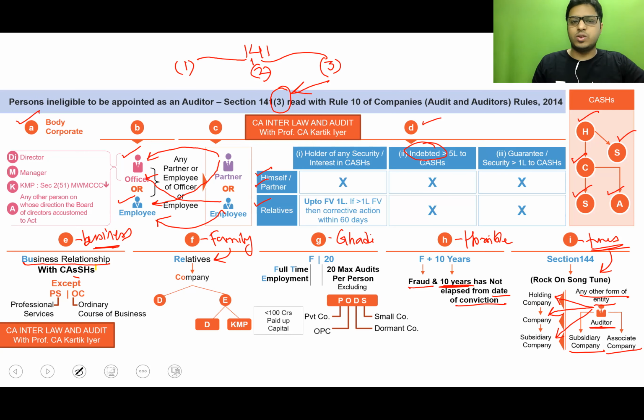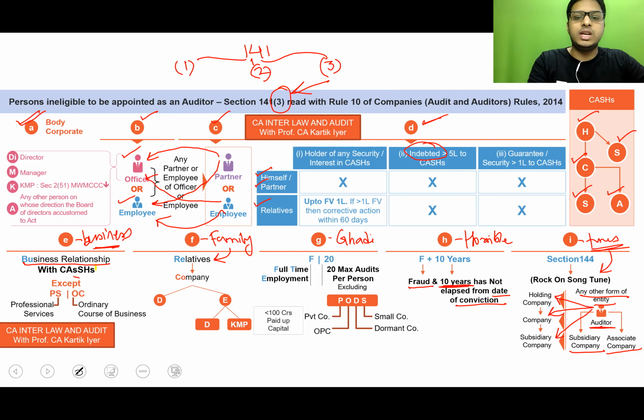Then he can do the audit. Okay, so remember that. And subsection number 3, you already know we had done this entire thing. Very easy. Just for a quick recap, A is body corporate, subsection 3, clause A. B is officer or employee of the company. C is partner or employee of any officer or employee of the company.